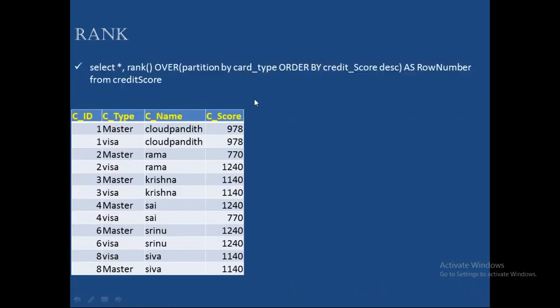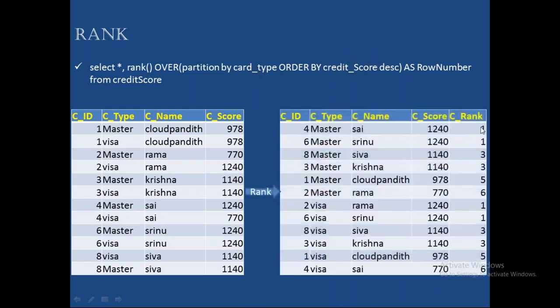Now you see, these are my unique records. On this, instead of row number, I'm just generating rank. So when you say rank, same partition by card type, meaning 2 groups, and this time order by credit score descending, same as before. But you see how rank will generate numbers. This is group 1.